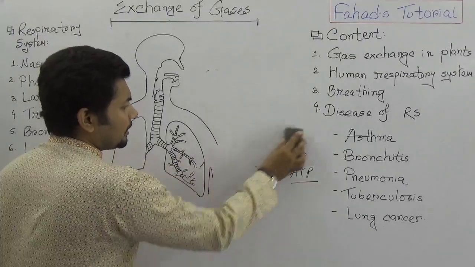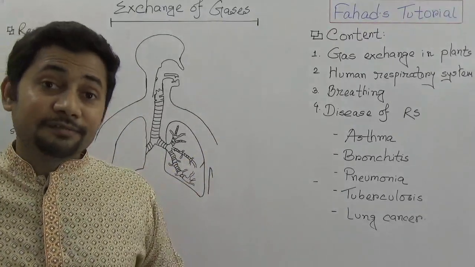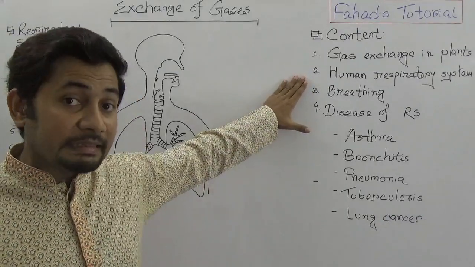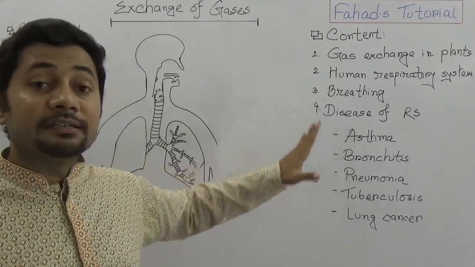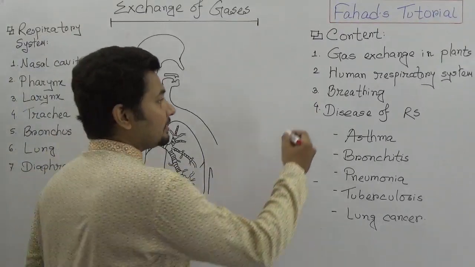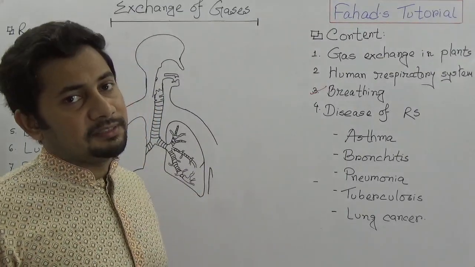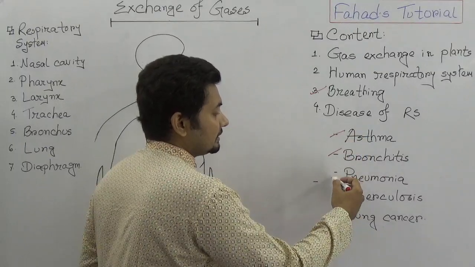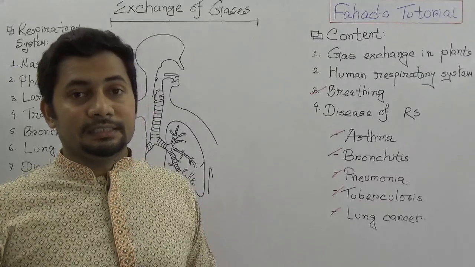What are the organs connected there? You see the main content of this chapter. We need to know about the human respiratory system, and then what is the process of breathing. That should be a different class, though it's a primary level. And then there are some diseases of the respiratory system. In this chapter, asthma, bronchitis, pneumonia, tuberculosis and lung cancer were discussed.